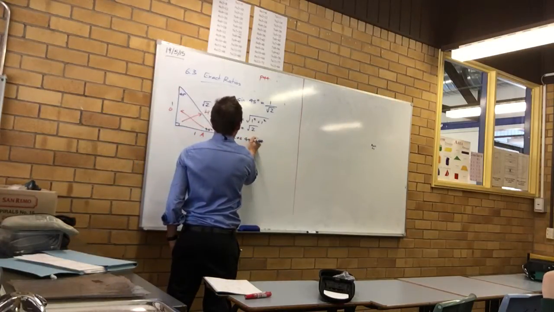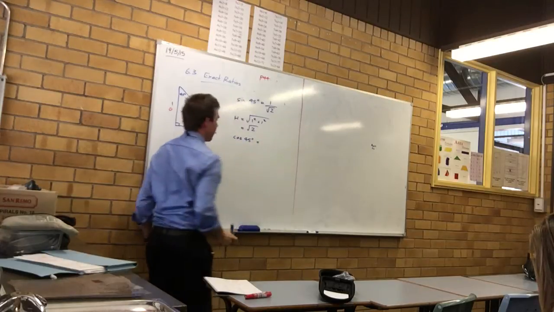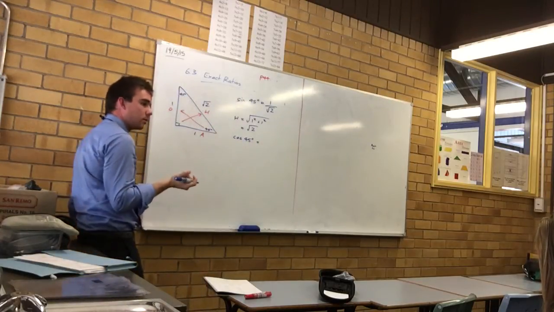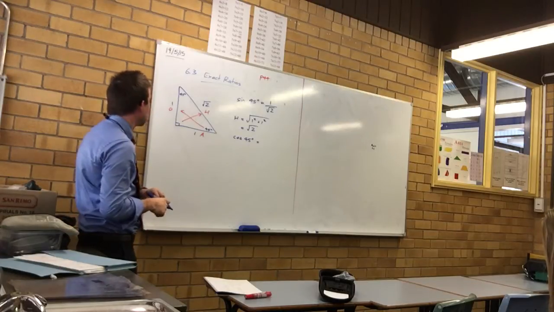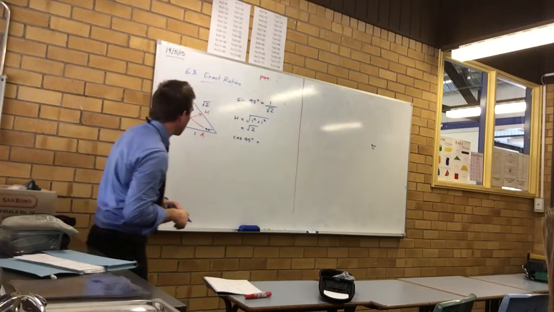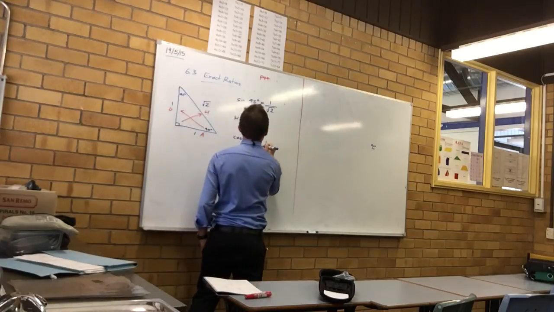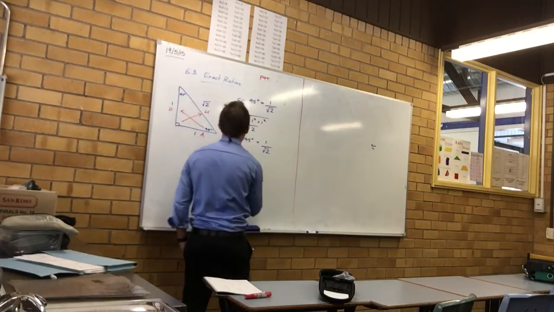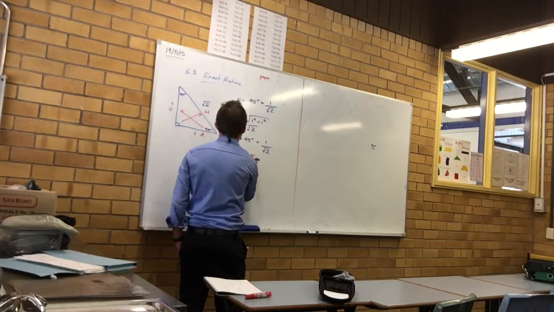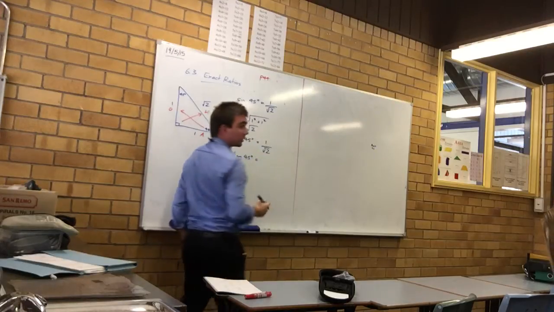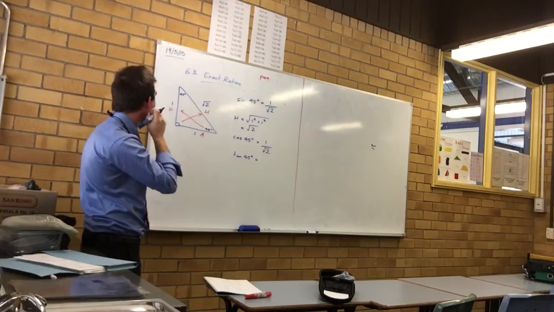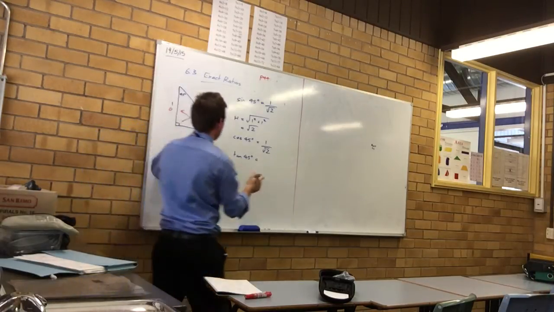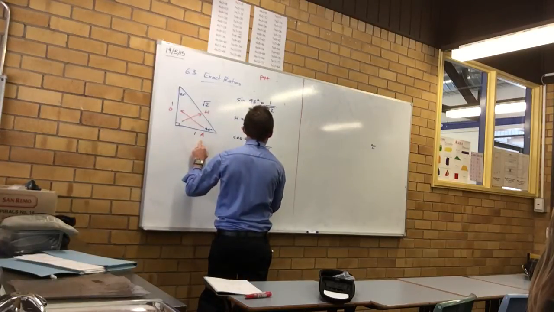Cos 45 degree. What two letters for cos? A and H. So 1 over root 2, exactly the same. And tan of 45 degrees is what? What two letters? O over A, so 1 over 1, which is 1.